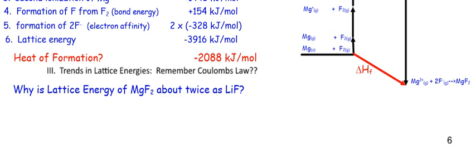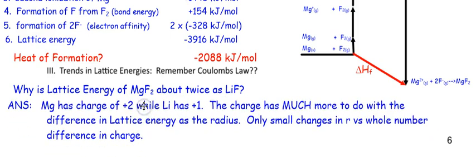Why is the lattice energy of magnesium fluoride about twice the amount of lithium fluoride? Well, what's going on here? Magnesium has a charge of 2+, while lithium has a charge of +1. The charge has much more to do with the difference in this case than the radius. The radius has some effect, but the charge has a lot more. Why do you think that is? Because these are whole number values. The change in the radius is only a fraction of a nanometer. So these whole number changes are going to affect this a whole lot more than the fact that magnesium is a little bit bigger than lithium.